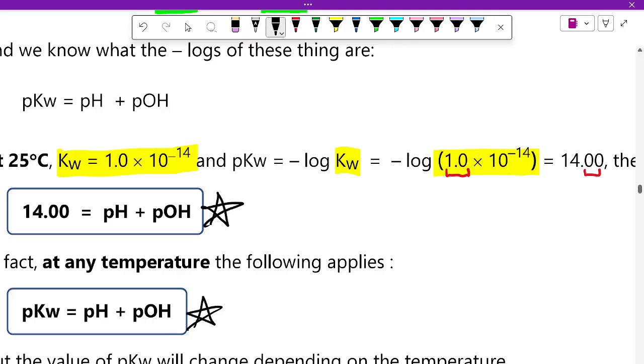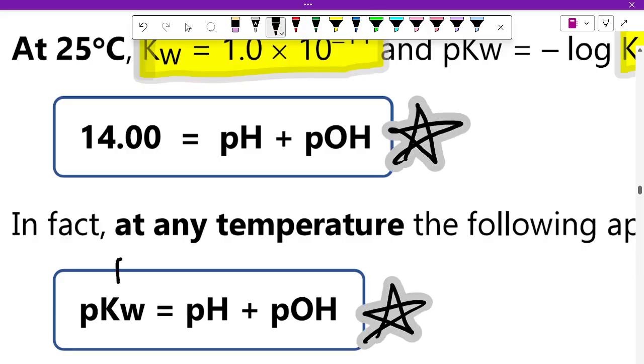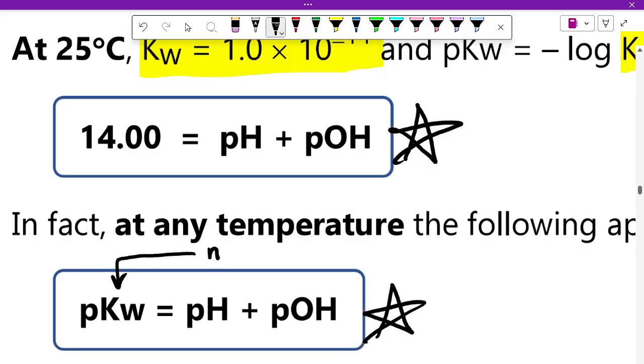At 25 degrees Celsius, it's equal to 14. At any temperature, pKw is equal to pH plus pOH, but the pKw will vary at different temperatures. So this is not 14 if not at 25 degrees Celsius.